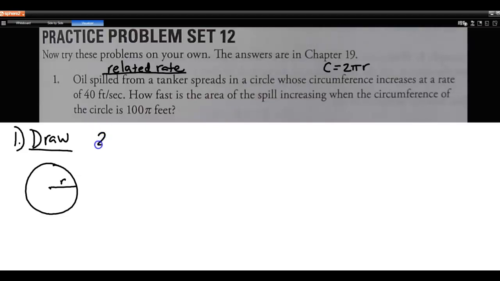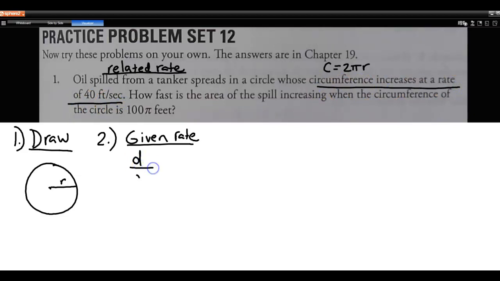All right, so the next thing we're going to do is identify the given rate. So the rate that they gave us is how fast the circumference is changing. So we're always going to put d over dt, and you could pick whatever letter you want to put here, I think you just want to pick a letter that represents what we're finding the rate of. In this case, we're finding the rate of change of the circumference. So I'm going to put dC/dt, and that represents how fast the circumference is changing. And they tell us that it's changing at a rate of 40 feet per second.